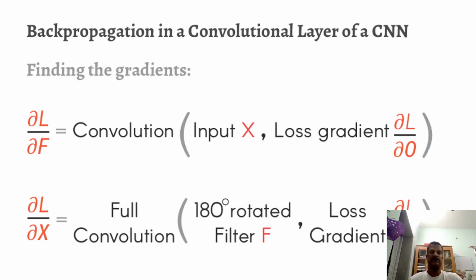So putting together, you can say that if it is with respect to f, it is equal to x. If it is with respect to x, it is equal to f. So you can generalize that dou L by dou f is also a convolution of input x with the loss gradient of dou L by dou O. In the same way, dou L by dou x is equal to full convolution of the 180-degree rotated filter f and the loss gradient of dou L by dou O. This is the only difference between the first process and the second process. So it is easy to find out the values.